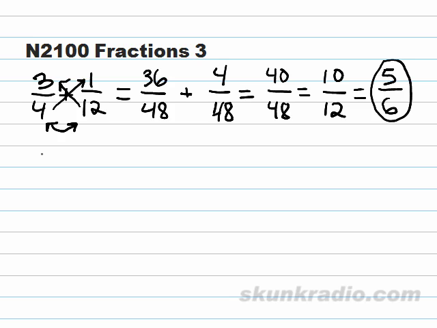Let me rewrite this problem. 3/4 plus 1/12. Your goal is to get the same, or common, denominator for both fractions. So in this case, we could just convert this fraction on the left, the 3/4, to have a 12 in the denominator. To do that, we first ask, what would I have to multiply 4 by to make it a 12? Well, 3.